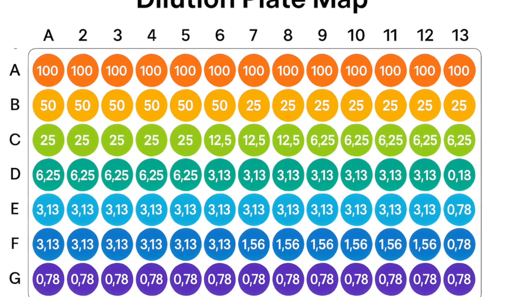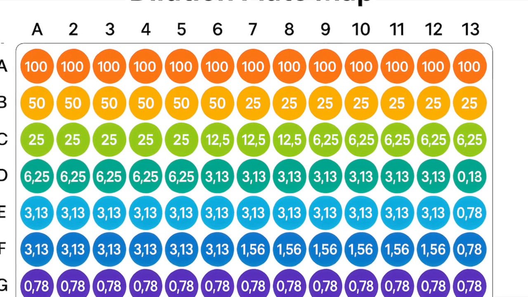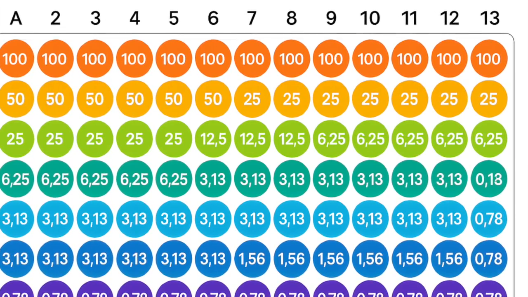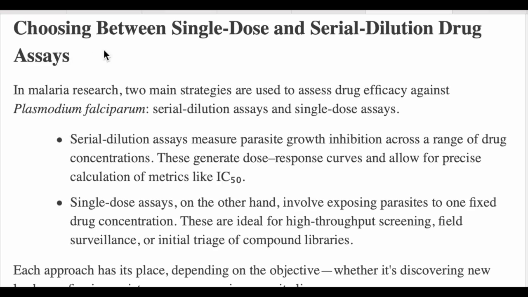So we're going to walk through how to do a drug assay, the typical steps that you follow in this video. Choosing between single dose and serial dilution drug assays. In malaria research, two main strategies are used to assess drug efficacy against Plasmodium falciparum. You may use serial dilution assays or single dose assays.